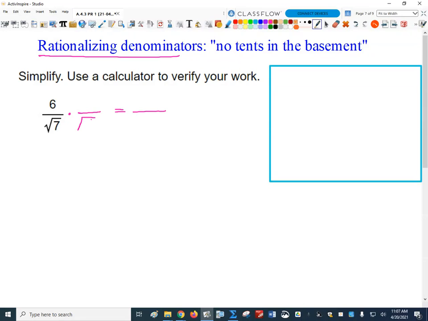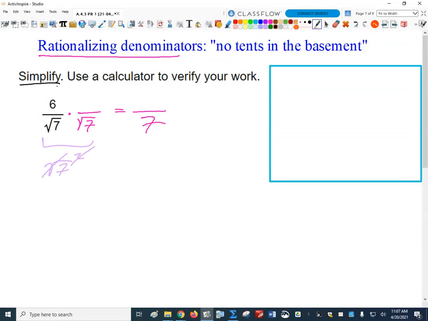Square root of 7. Okay, that's a good idea because the square root of 7 times the square root of 7 is just the square root of 7 squared, isn't it? Right? So that's going to undo, if I think about just that part, the square root of 7 squared undoes the radical, and I just get a 7 on the bottom. That's good.